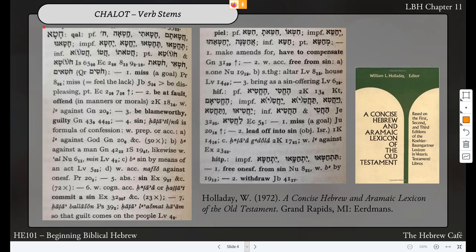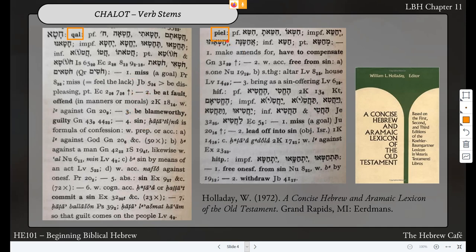The same root, chata, can appear in other stems. The Piel is here, and it basically means to free from sin, to offer a sin offering to compensate for somebody's misdoing, to bring a sin offering. So in the Qal it means to sin; the Piel means to make a sin offering. And then in the Hifil, which is going to give you the forms like hetheti, the Hifil means to lead someone into sin. And the Hitpael means to free yourself from sin. They're all related to the concept of sinning, but each stem gives a different coloring of the meaning of the root. So Qal is generally the basic meaning: to commit a sin.